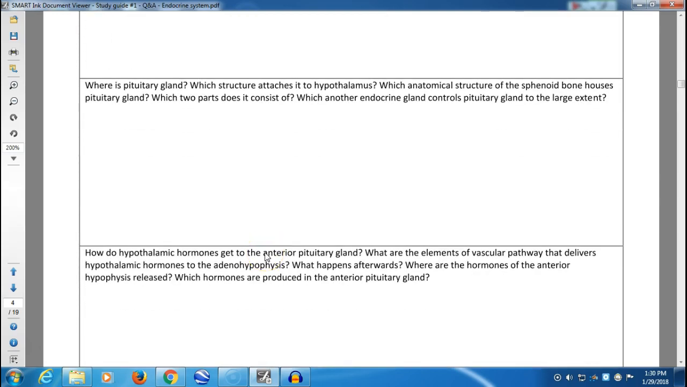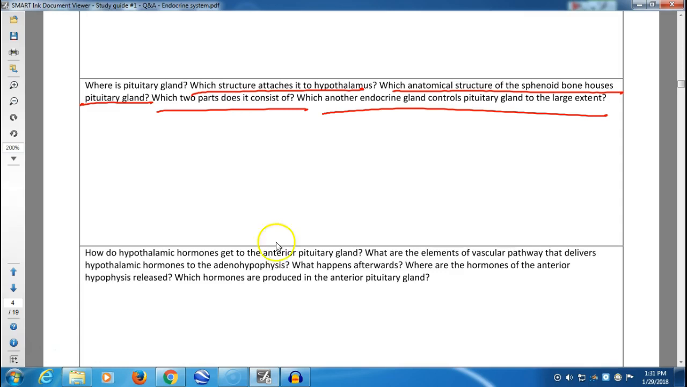Where's the pituitary gland? The purpose of this question is so you can recognize it on the picture. Inferior to the hypothalamus, connected by the infundibulum, lies in the sella turcica. Which two parts? Anterior and posterior, adenohypophysis and neurohypophysis. Which other endocrine gland controls the pituitary gland? Hypothalamus. Good? So far, we're clear.